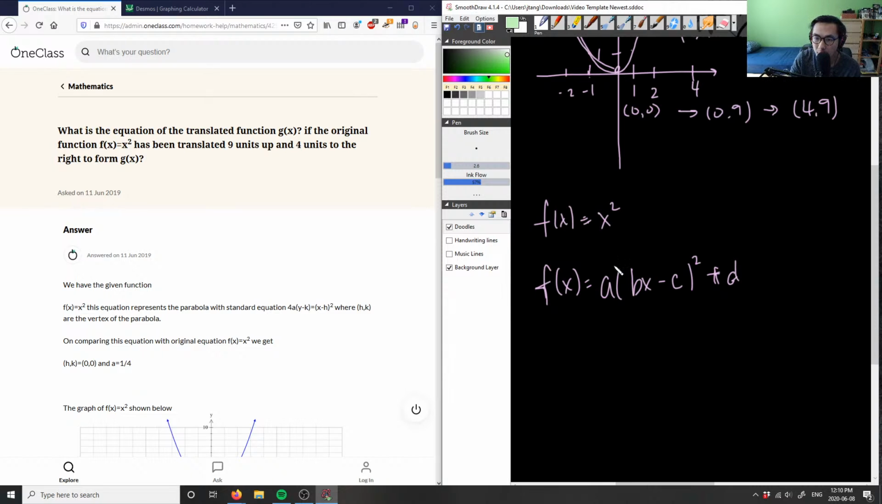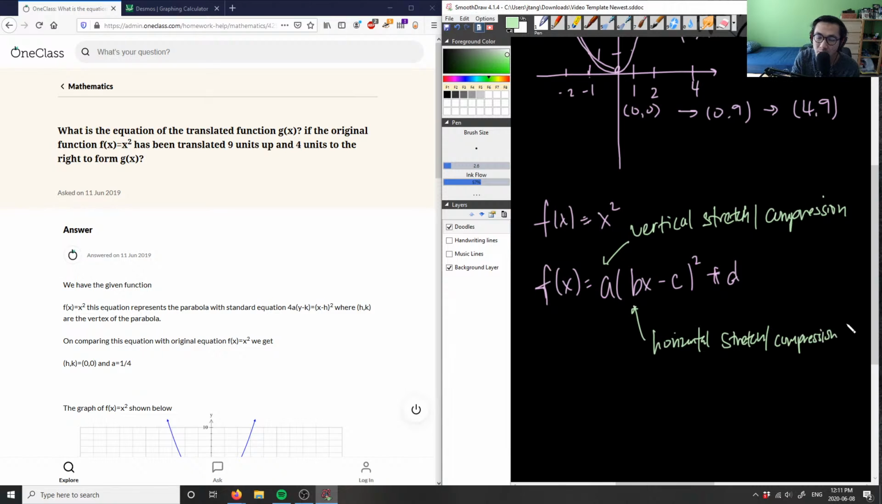So this a here represents a vertical stretch and compression. These are some types of transformations that we can do with our function. B here represents a horizontal stretch or compression. X is simply our function here. C is going to be our phase shift, which moves the graph right or left. And D here is our vertical shift, which moves it up or down.